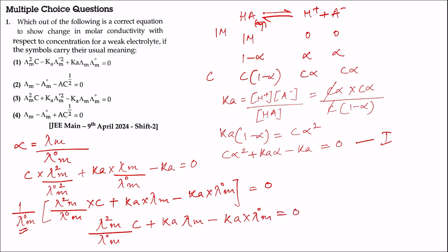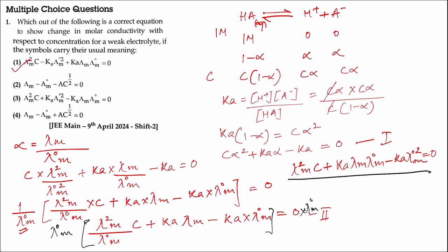Now multiplying both sides of the equation 2, that is both the left hand side and the right hand side, by lambda naught m, the final equation is lambda square m into C plus Ka into lambda m into lambda naught m minus Ka into lambda naught square m. This is the final equation and this is equal to 0. So option 1 is the correct option. This equation 2 is multiplied on both the sides by lambda naught m, then we get this final equation.